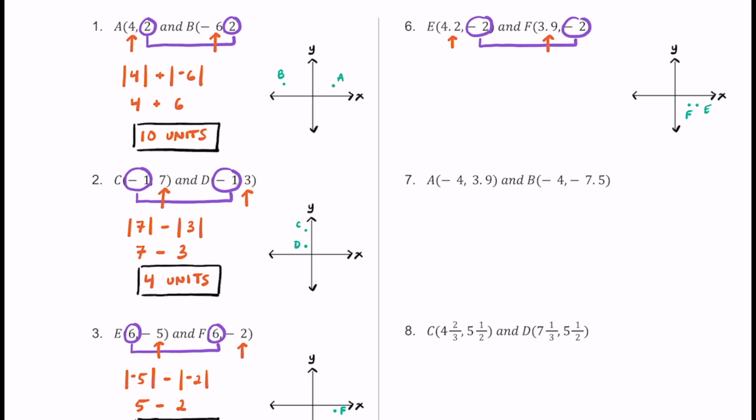Now they're in the same quadrant, so to find their distance, we can just take the absolute value of the larger value of 4.2 and take away the absolute value of the smaller value, 3.9. The absolute value of 4.2 is 4.2. The absolute value of 3.9 is 3.9. And 4.2 minus 3.9 is going to be 0.3. So it's going to be 3/10 units away from each other.